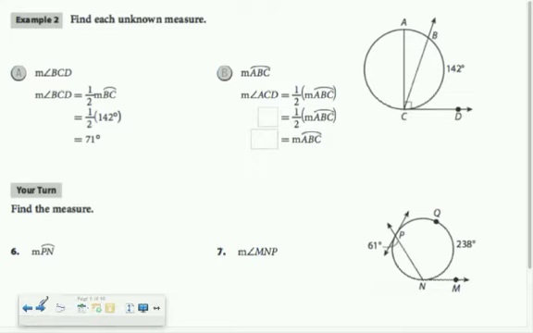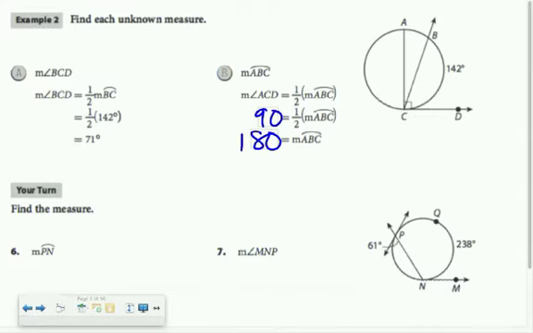In example 2, they're using that theorem. Angle BCD is asked of us, and what we did was take half of arc BC to find the measure of angle BCD is 71. In part B, we're finding the measure of arc ABC. I know that angle ACD will be half of that arc. I also know that angle ACD will be 90 degrees, so that means that the measure of arc ABC is 180.